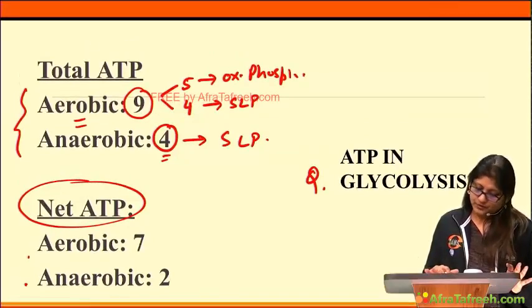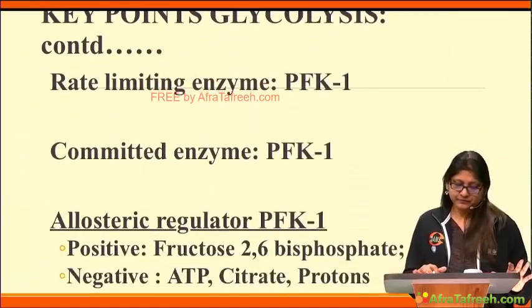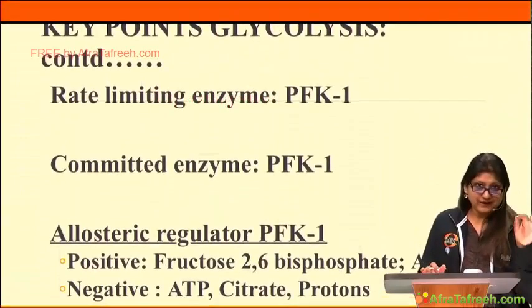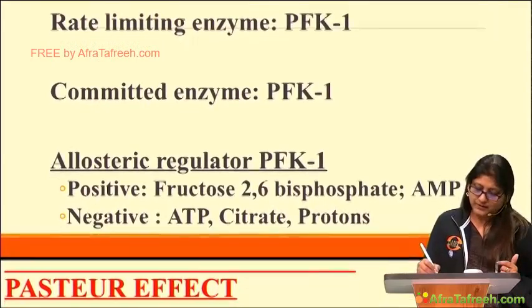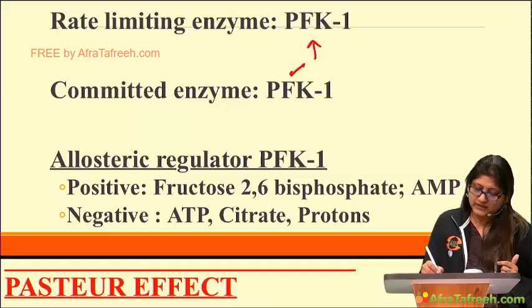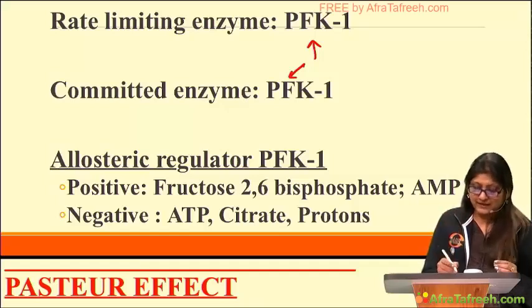So these are the numbers of ATP. Now the key point in glycolysis, if anybody asks you, though nobody is asking you this now, but it is important for you to know that PFK1 is acting both as a rate limiting enzyme and a committed enzyme.